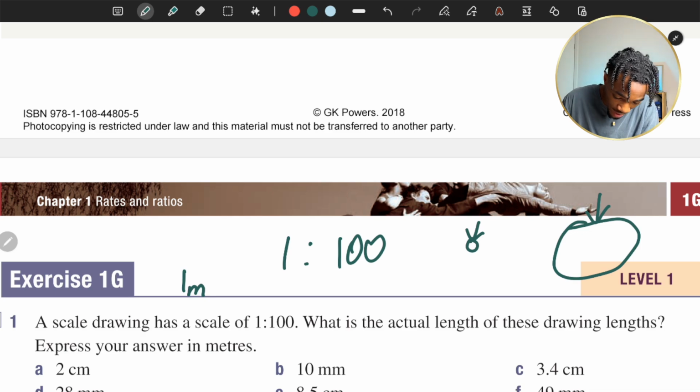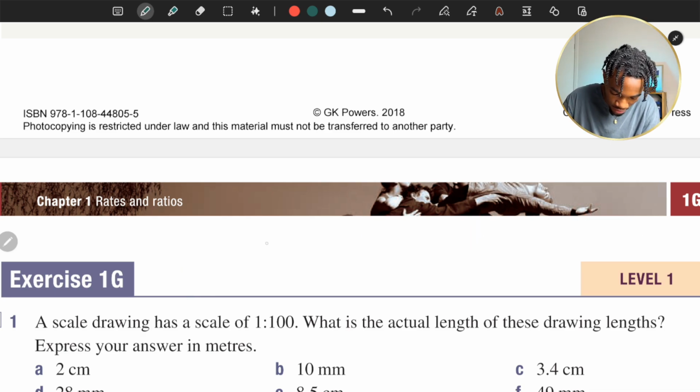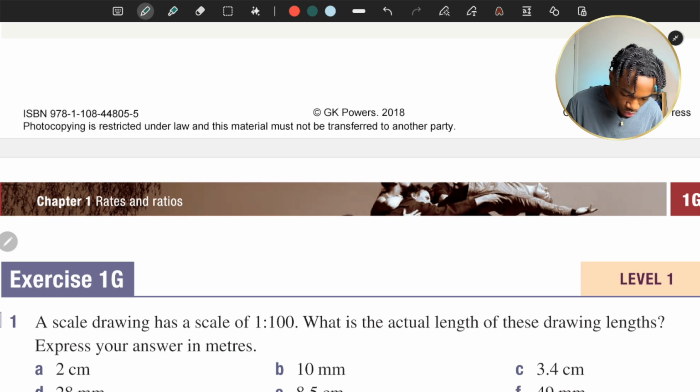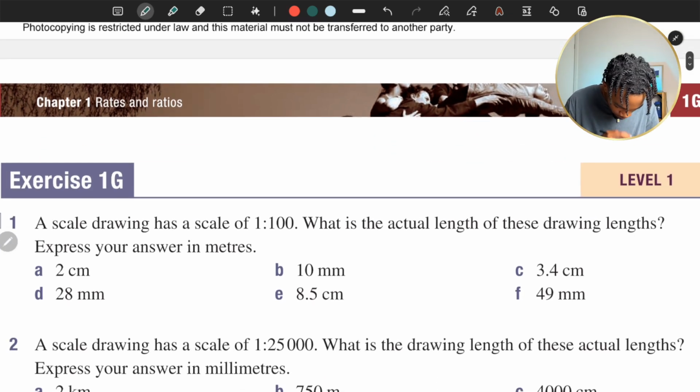The other way you can have them is like this. So 1 centimeter to 100 meters, for example. It's saying that specifically 1 centimeter is equal to 100 meters. These are not in the same units, so that's just something to be aware of when you're doing these questions. So how do we go about solving these?